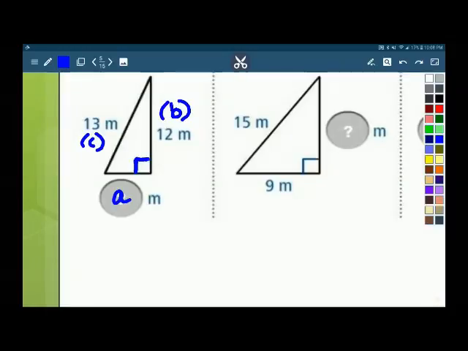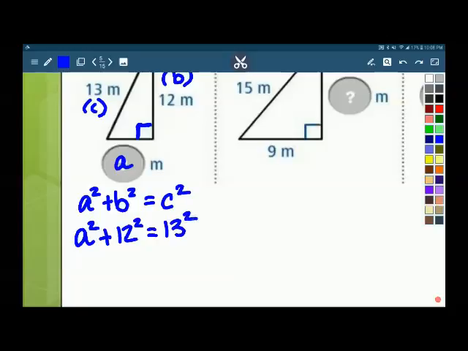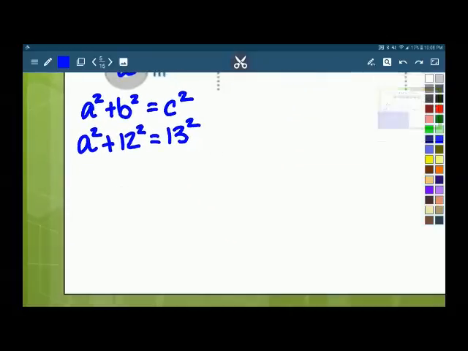Pythagorean theorem, make sure you write it down on all of your examples. So our theorem was A squared plus B squared equals C squared. Now plug in the values that we know. We know the values for B and C. So let's leave A squared the way it is. We'll plug in 12 for B. So 12 squared equals C squared, which is 13. So 13 squared. Okay, so now I'm just going to simplify and try to solve. I have A squared plus 12 squared is 144.